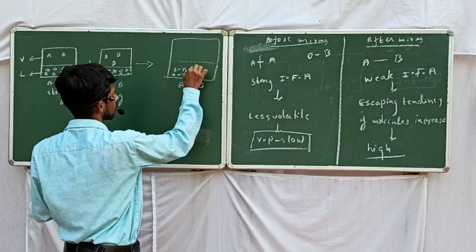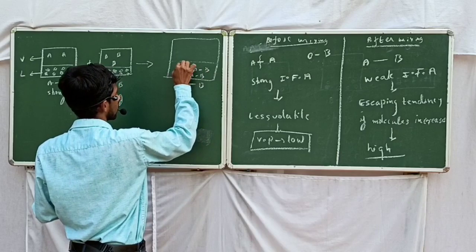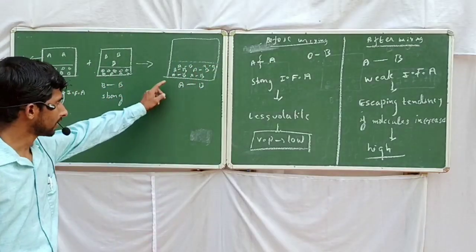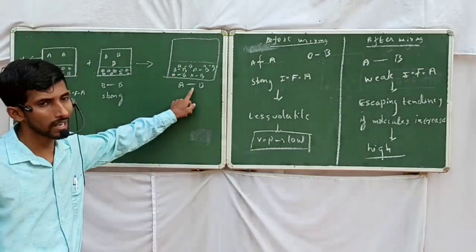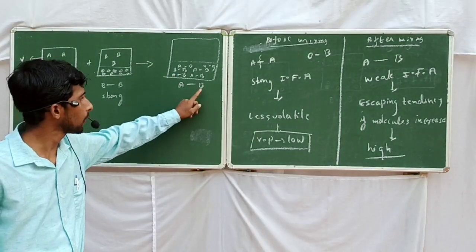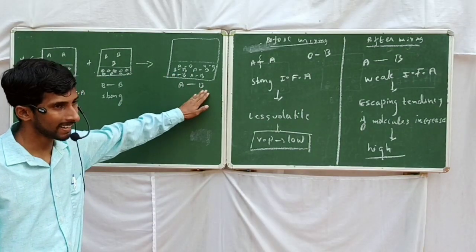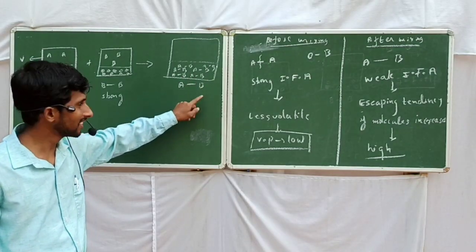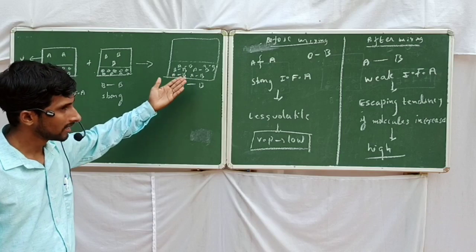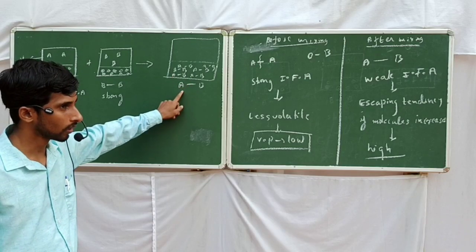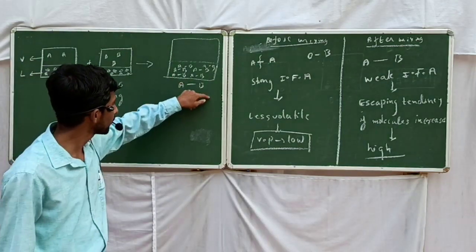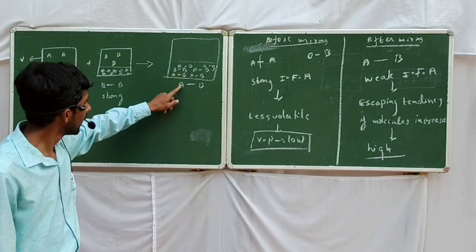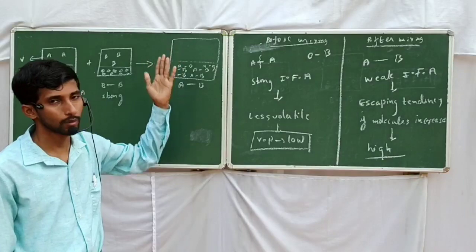Remember, in this case AB is not a new type of molecule. This is not a new molecule. This is simply attraction between molecules of A with the molecules of B. Then in this case, vaporization means what? Volatile means what? AB molecules together will not vaporize, they will not escape to vapor phase. A and B separately will escape to the vapor phase.